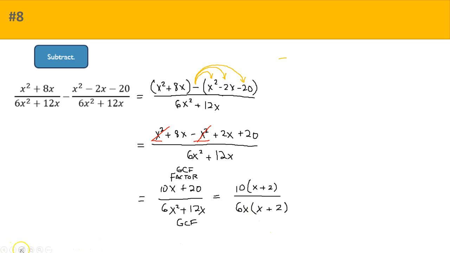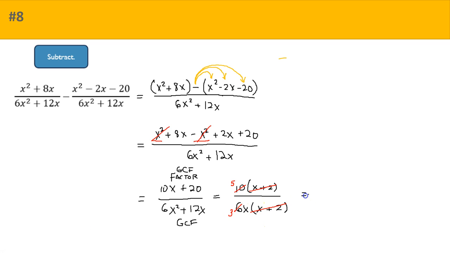Okay, so let's look and see if we can simplify. If there's something in the numerator that matches with something in the denominator. Can it be factored? Or can it be reduced or simplified? Yes. So 10, 2 divides into 10 5 times. 2 divides into 6 3 times. Okay, and x plus 2 cancels. The x plus 2's cancel.